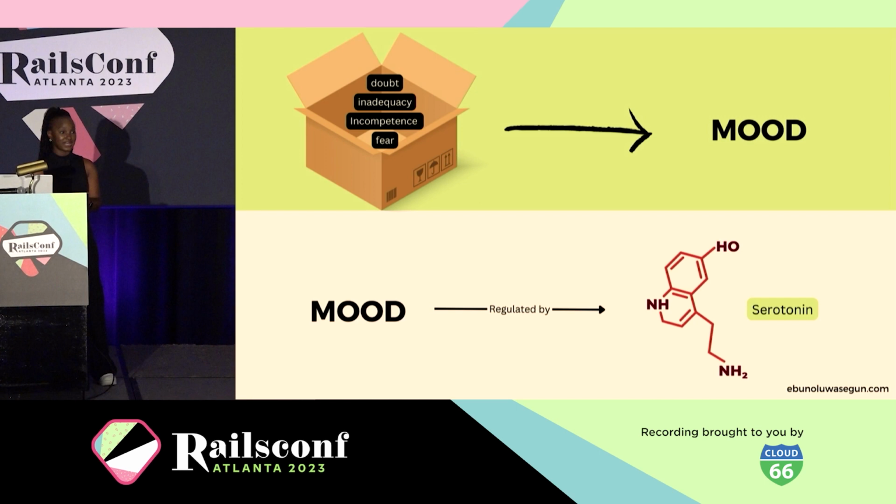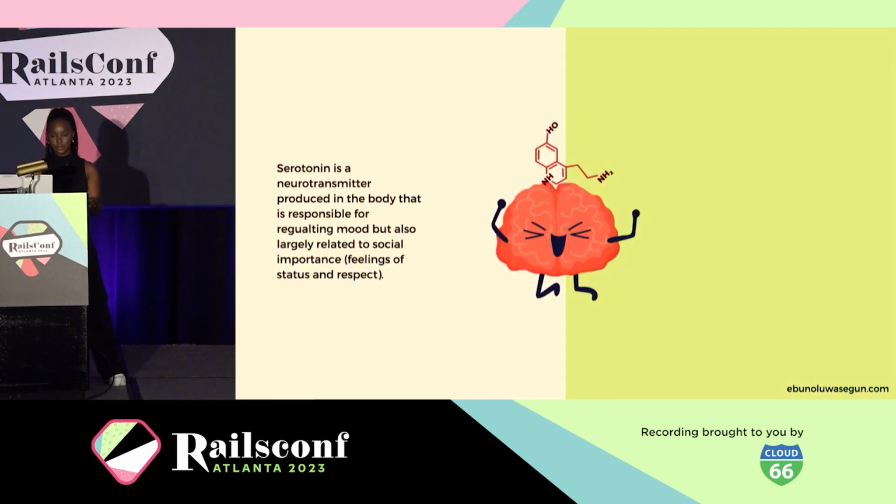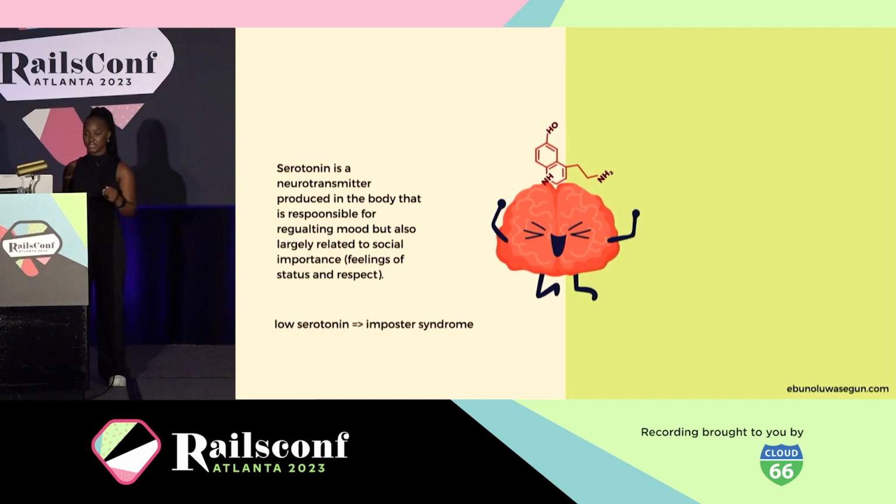You might have heard of it in relation to sleep or digestion or a host of other functions that it has. But serotonin is a neurotransmitter in the body that is responsible for regulating your mood, but it's also largely associated with social importance and the feelings of status and respect. Now, research has shown that imposter syndrome is related to low serotonin in your body.